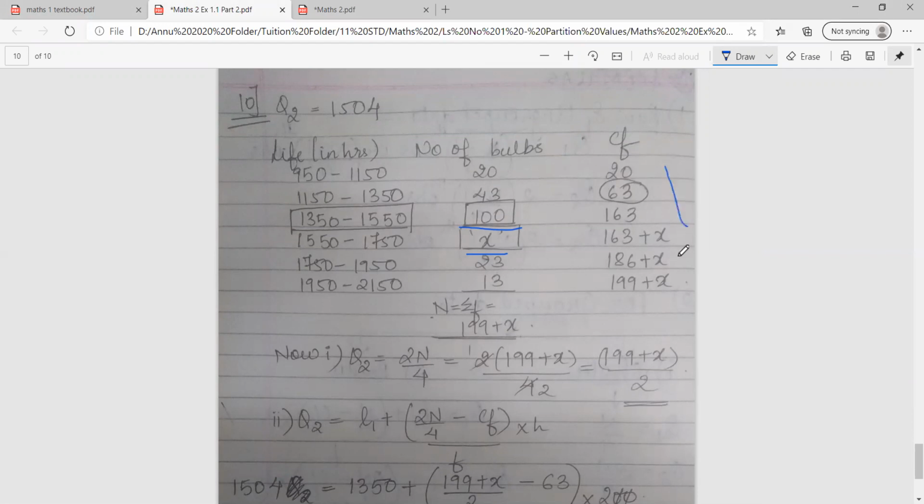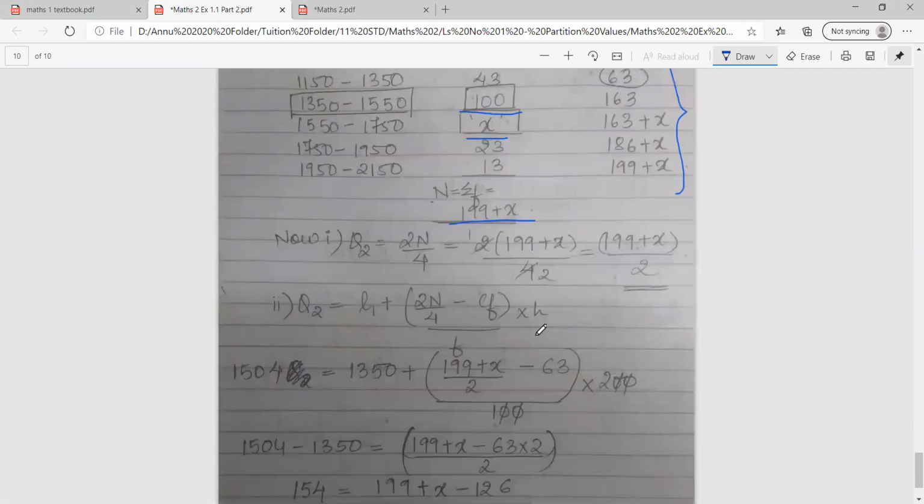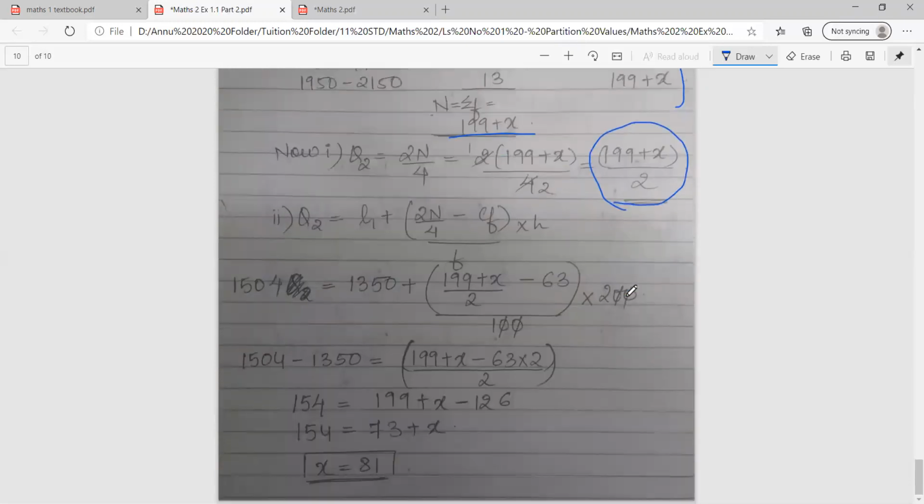So as you can see, I've prepared the table over here like this. So the value of n is 199 plus X. So now Q2 value is given. So first we'll put the small formula. Q2 is equal to 2n upon 4. So 2 into 199 plus X upon 4. 2 ones are 2, 2 twos are 4. So I get the answer 199 plus X upon 2. Then we'll put the bigger formula. Q2 is equal to L1 plus 2n upon 4 minus CF upon F into H.